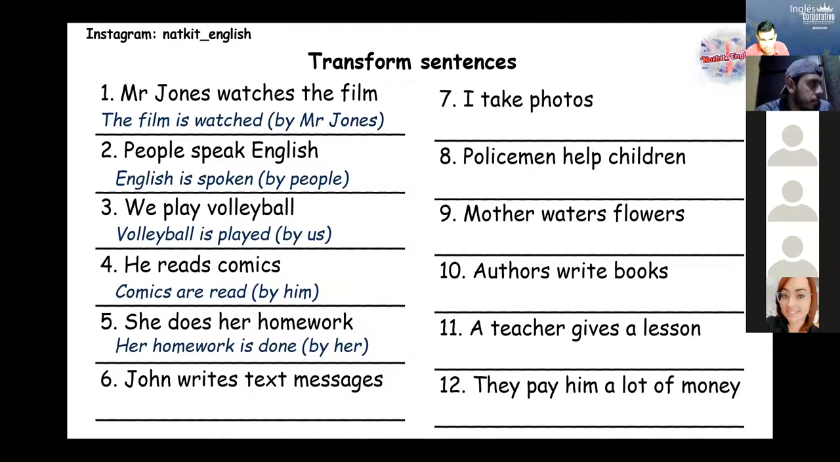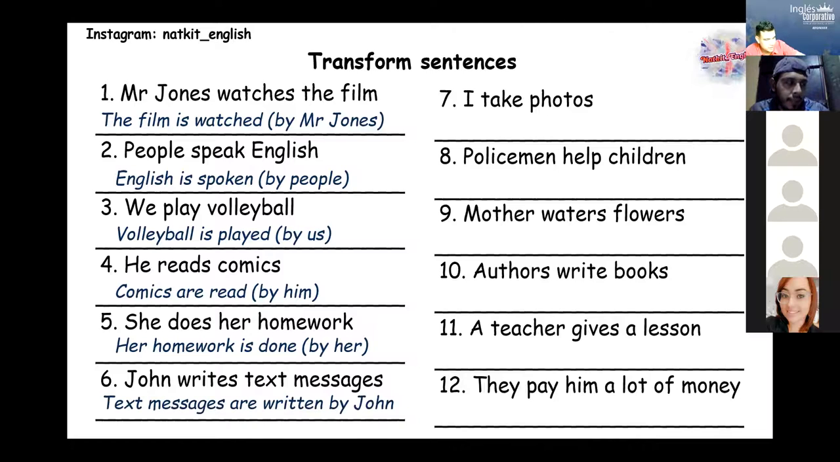John writes text messages. Plural. Messages. Are written by John. Excellent.